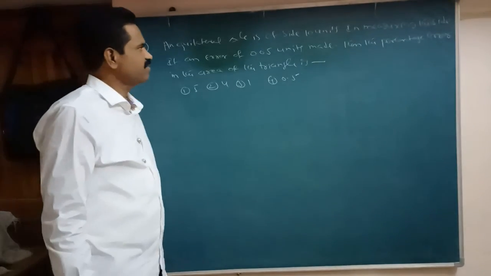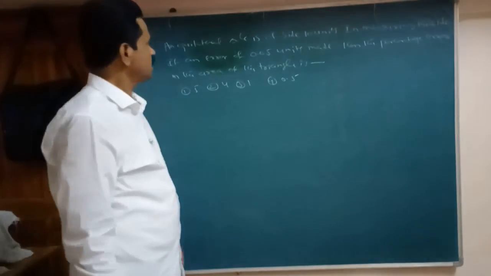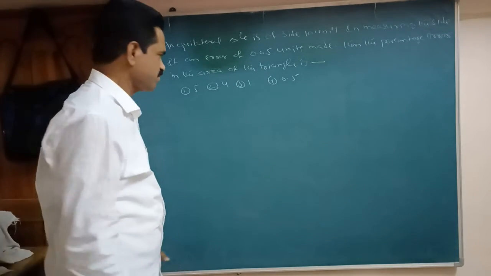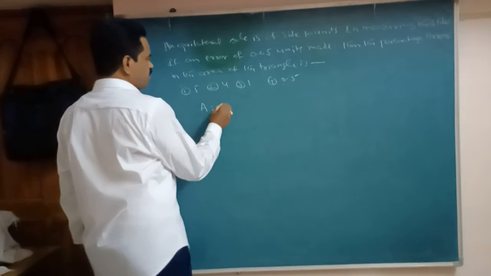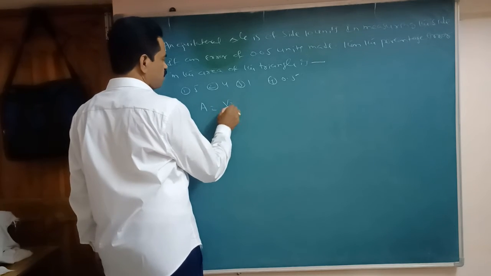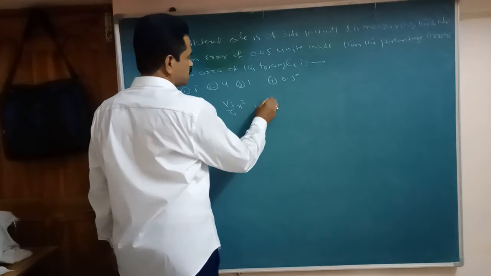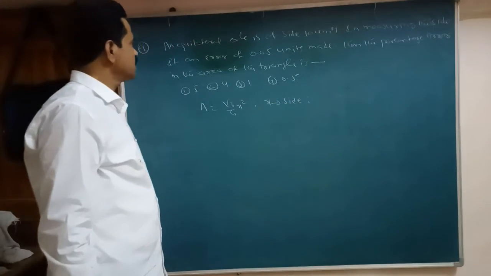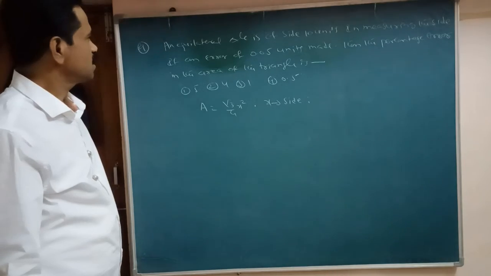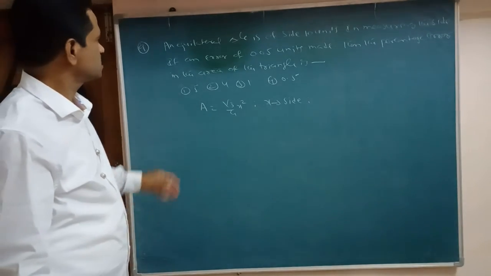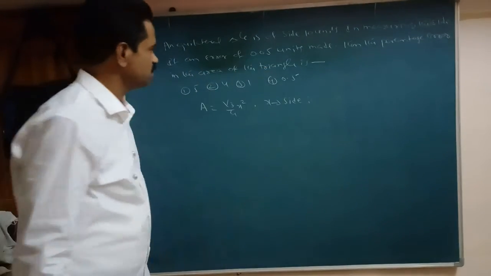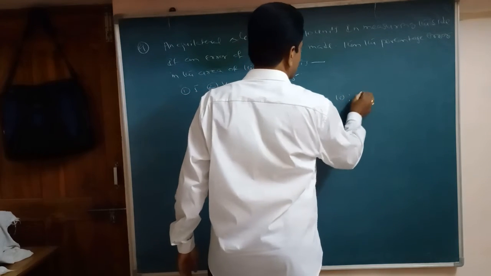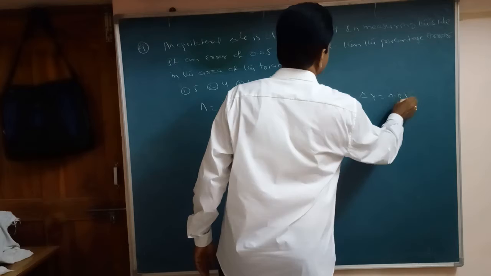Let x be the side of an equilateral triangle. We know that the area of an equilateral triangle is root 3 by 4 x square. Here x is the side of the equilateral triangle, and its error in measuring is given. The side is x equal to 10 units, and its error delta x is 0.05.